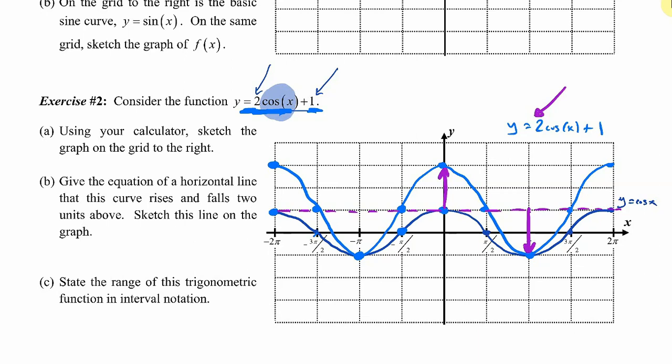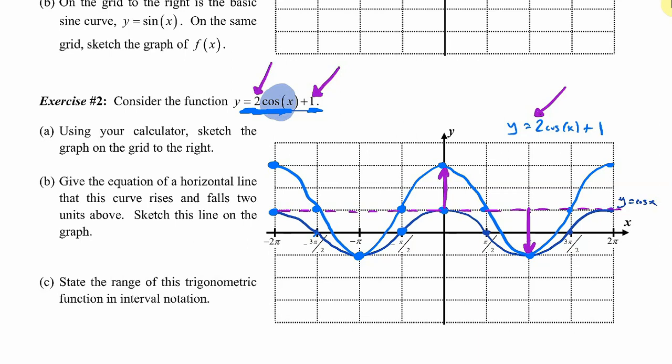So basically what you're going to start seeing me do is graph these by first putting the midline in place. That's what that plus 1 is. That gives us the midline. The midline was up 1. From there, I go up and down by 2 because that's the amplitude.